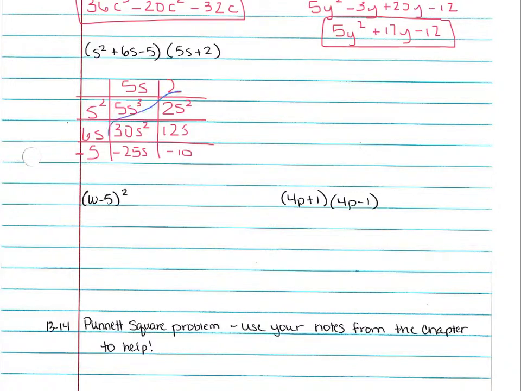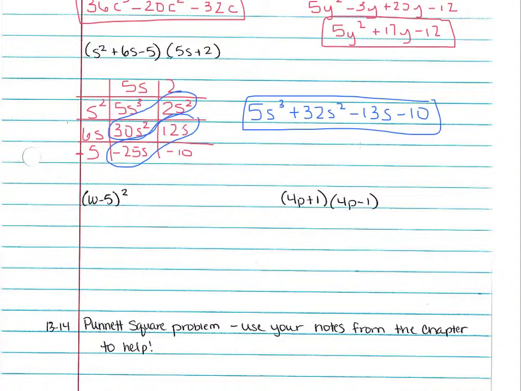Now, these are alike, as are these. And so we're going to have to put them together before we get our final answer. Our final answer will be 5s cubed, because I didn't have to put that with anything. 30 plus 2 is a 32, so plus 32s squared. And then 12s and a negative 25s, that's going to give you a negative 13s, and then minus 10 does not go with anything. So that is your final answer.